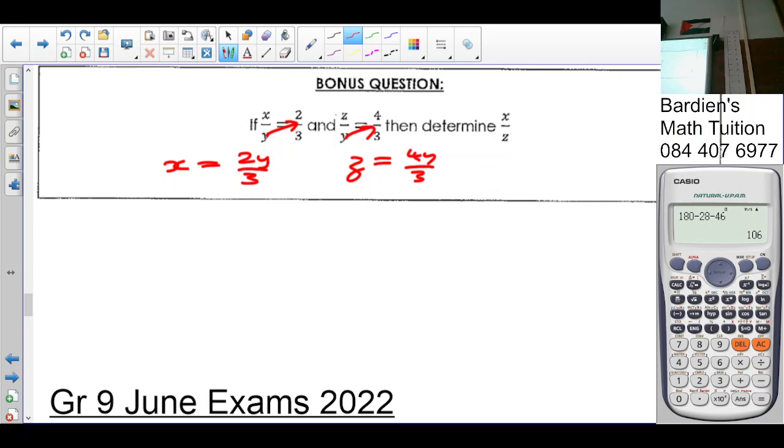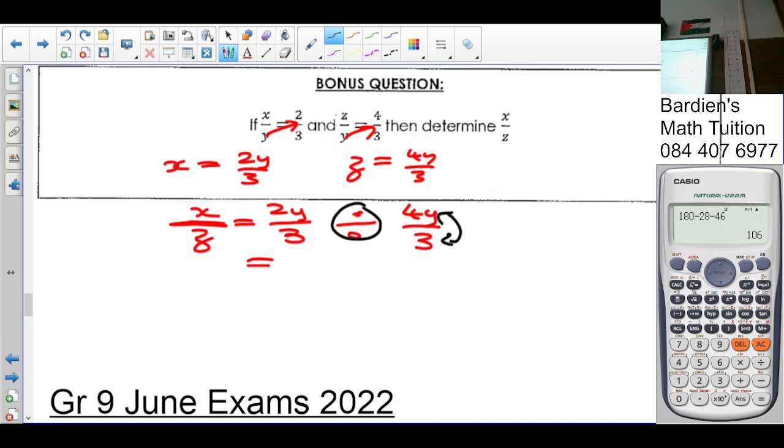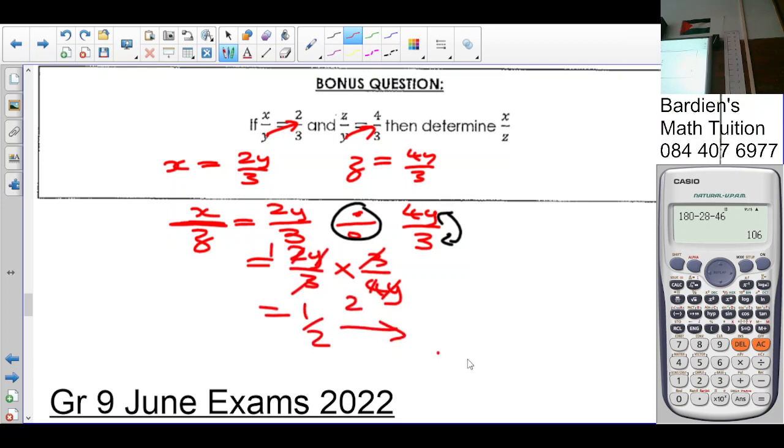Not so? But they want to know what's x over z. But x is 2y over 3 divided by z, which is 4y over 3. Change this to multiplication, flip and times. So 2y over 3 times 3 over 4y. That cancels. 2 going into 2 once, 2 going into 4 twice. The y's cancel. The answer is a half. Is that correct? Yes. No?